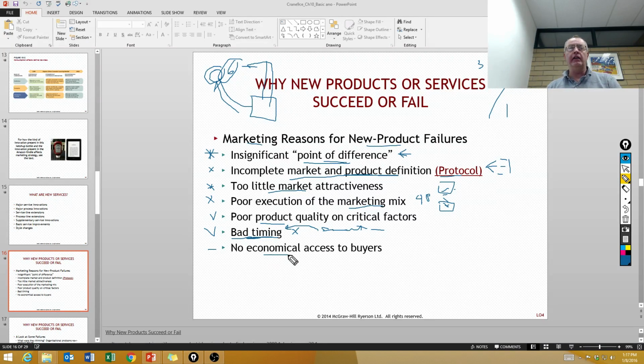Okay, then the final marketing reason why new products fail is because although there may be a market there, it may not be economical for the producer to access the buyers. A couple of examples of this: you've got a good product, but the retailers don't want it. The retailers say, no, thank you. Or they don't have enough shelf space to cram one more brand of cereal on the shelf.